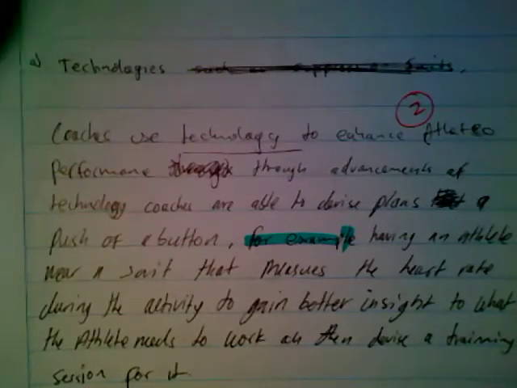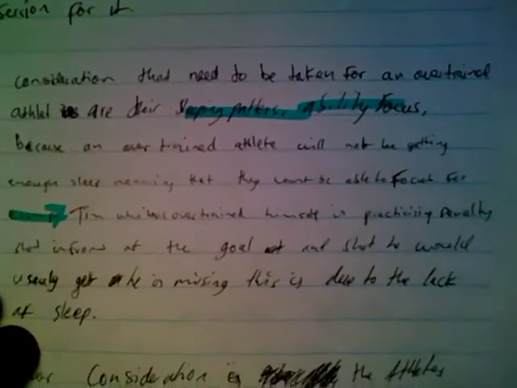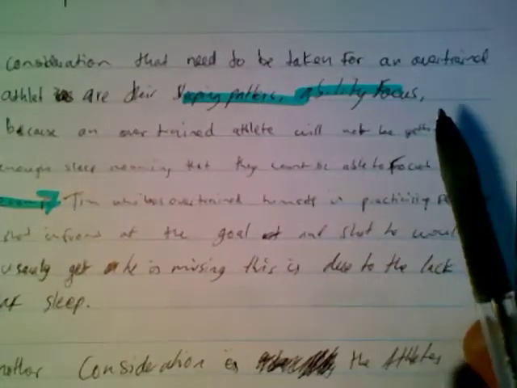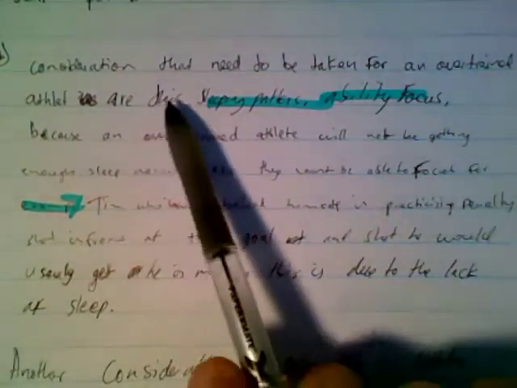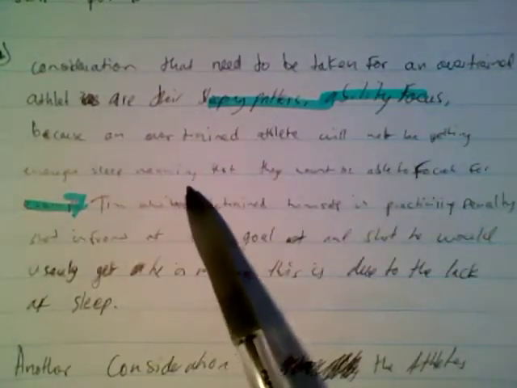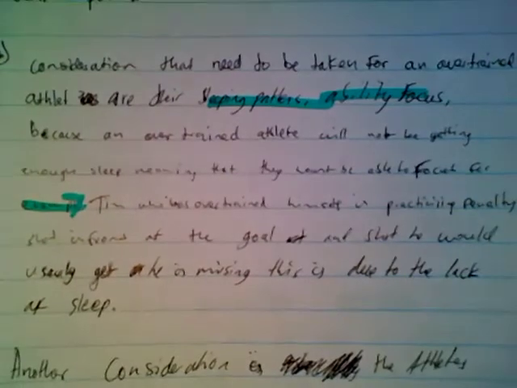Okay, so first of all here we look at this answer. We're going to notice that again it's pretty poorly set out. Some considerations that need to be taken for an overtrained athlete are their sleeping patterns, ability to focus, because an overtrained athlete will not be getting enough sleep, meaning that they won't be able to focus, for example. So it's not really talking about how to deal, it's more along the lines straight away looking at some symptoms. What causes overtraining? Sleeping patterns, ability to focus.